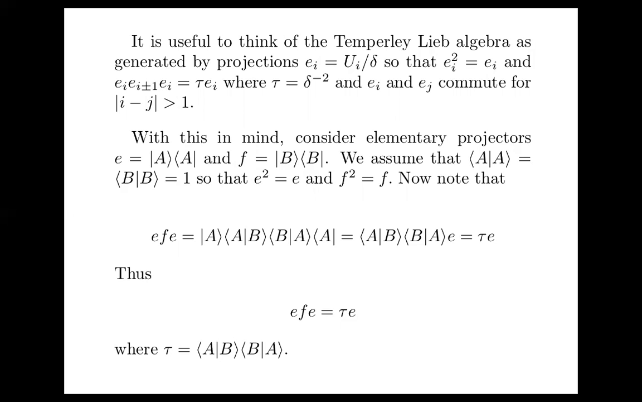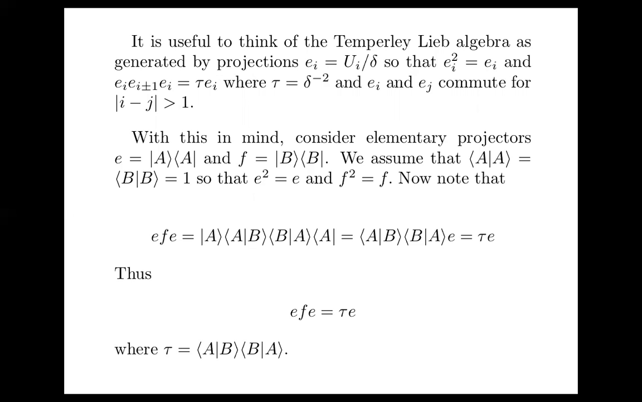So now consider some elementary projectors. Let E be ket A bra A and F be ket B bra B, where A is, remember, just a label for some vector. And we have that the inner product of A with A is equal to the inner product of B with B is equal to 1. And I do not assume that the inner product of A with B is 0. They aren't necessarily perpendicular. They're projectors in two different directions. So we have E squared equals E and F squared equals F. And now this is an instance of picking up the Temperley-Lieb relation, just directly from the projector property.